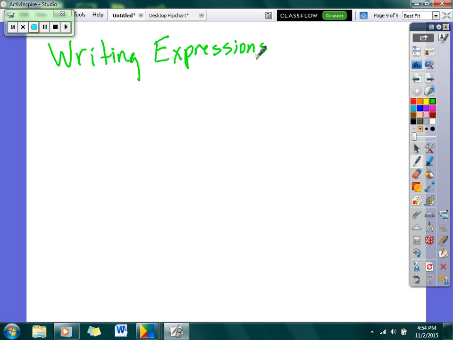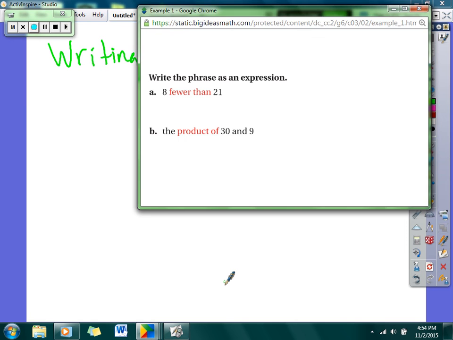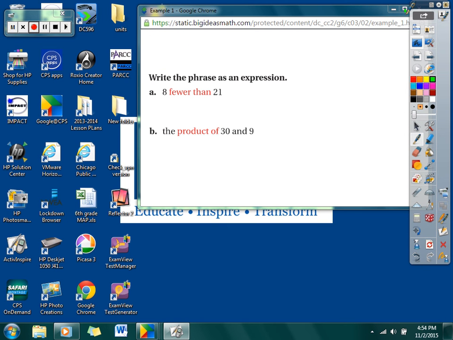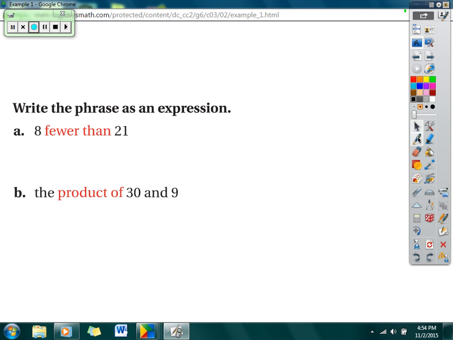Example 1 wants you to write the phrase as an expression, okay? Remember, an expression does not have an equal sign, so you're just writing the phrase. So it says 8 fewer than 21. So you want to look and see, okay, what does fewer than mean? I look in my graphic organizer, I see fewer than means subtraction.